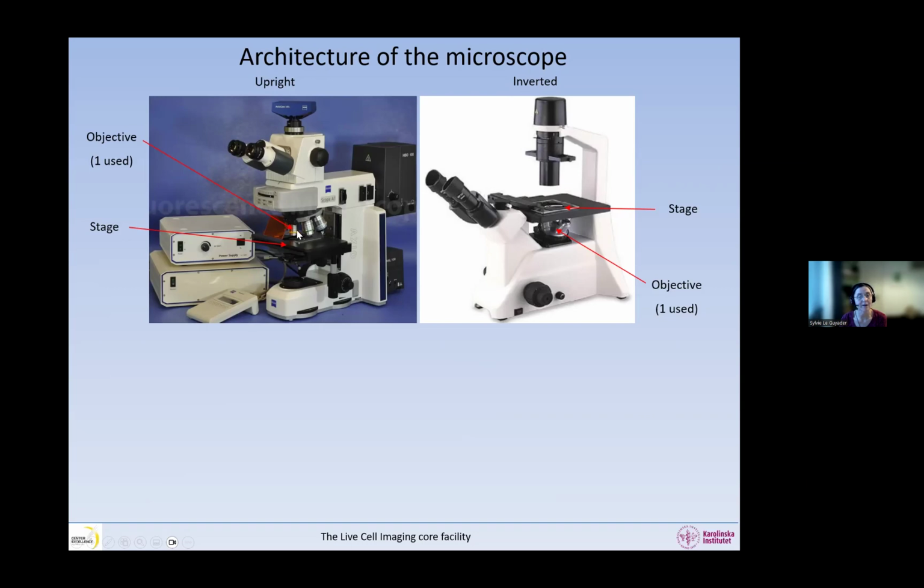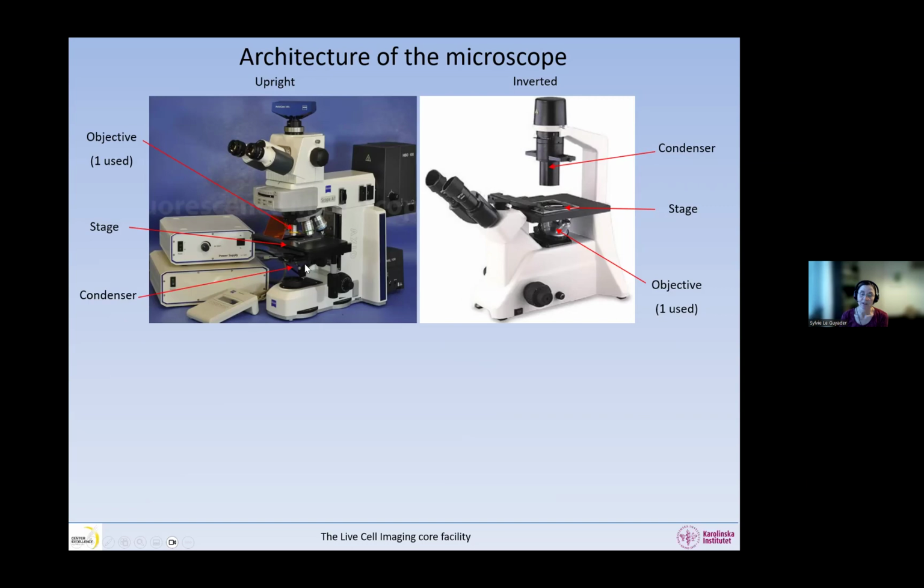So we can see that we have several objectives on this objective turret. It's the part that turns, so it's called an objective turret. And we have several of them. But when we acquire an image, we only use one of them at a time. We can change objective, but we only use one of them. Same thing here. We have several objectives. We can change them. But when we image, we only use one.